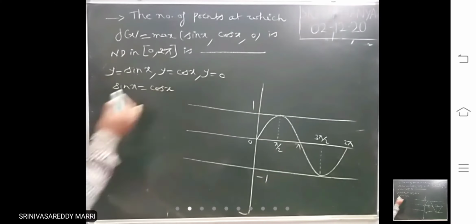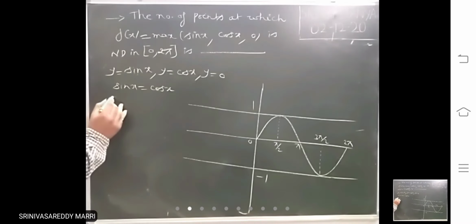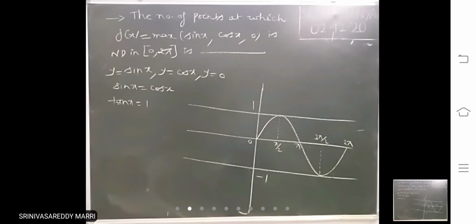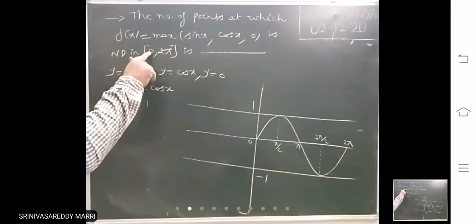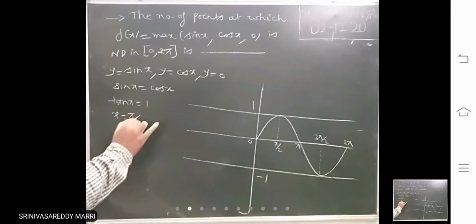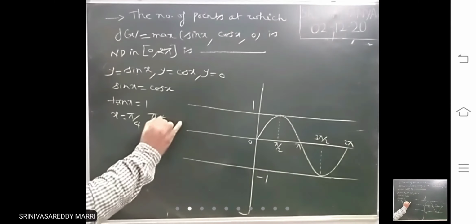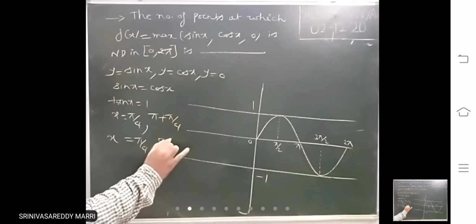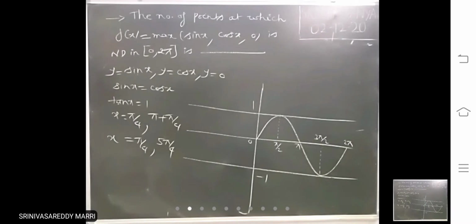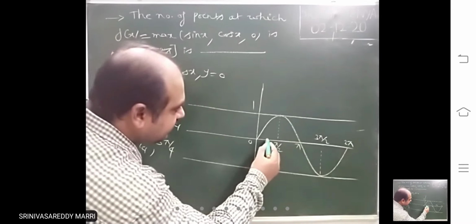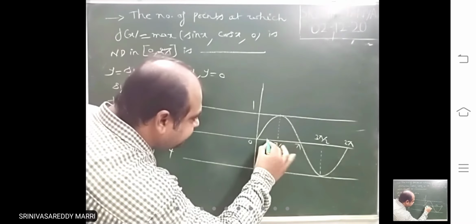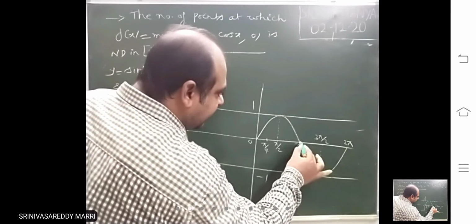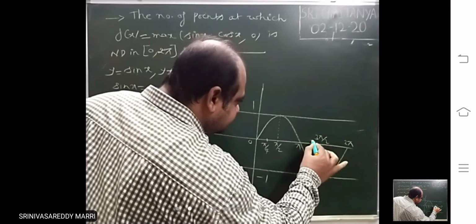Sin x equal to cos x. I am solving for this curve and this curve's intersection points. They will intersect at the values of x for which tan x equal to 1. 1 means positive. In the first quadrant, one angle will be there: pi by 4, and in the third quadrant. That means the intersection points are pi by 4 and 5 pi by 4. Now while drawing, they will intersect at pi by 4. This is pi by 4, exactly the middle point of this. And then 5 pi by 4 means exactly the middle point of this and this.